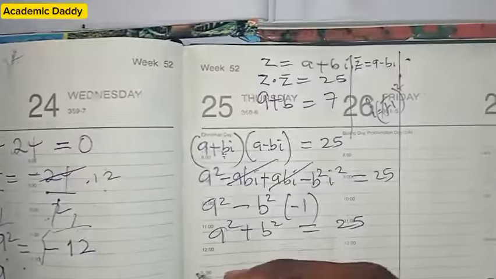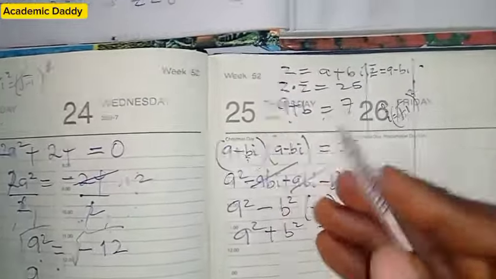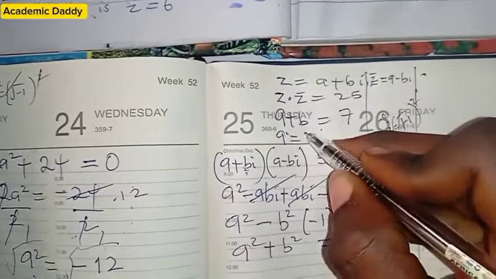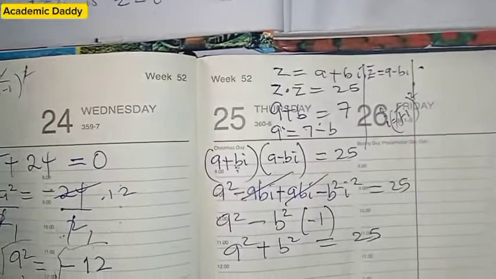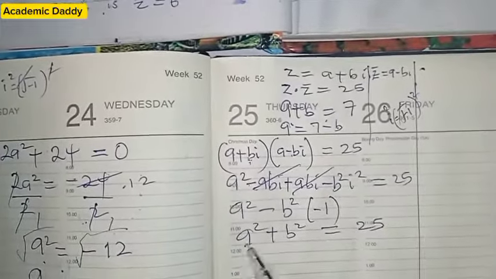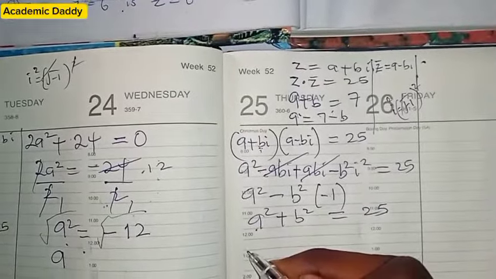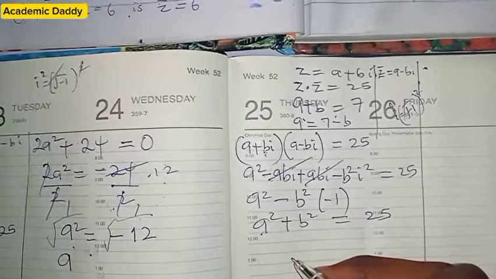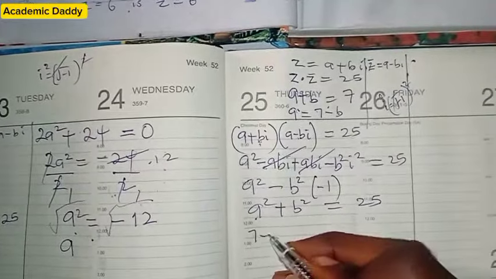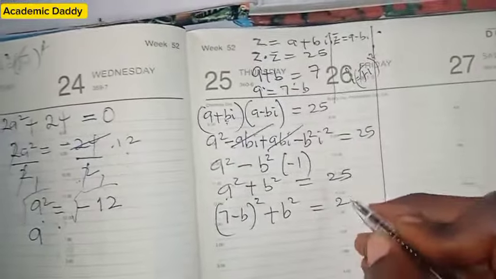So down here, if you remember, a plus b is equal to 7, which means that a is equal to 7 minus b. So let me replace this a with 7 minus b. So I'm going to have 7 minus b all squared plus b squared equals 25.